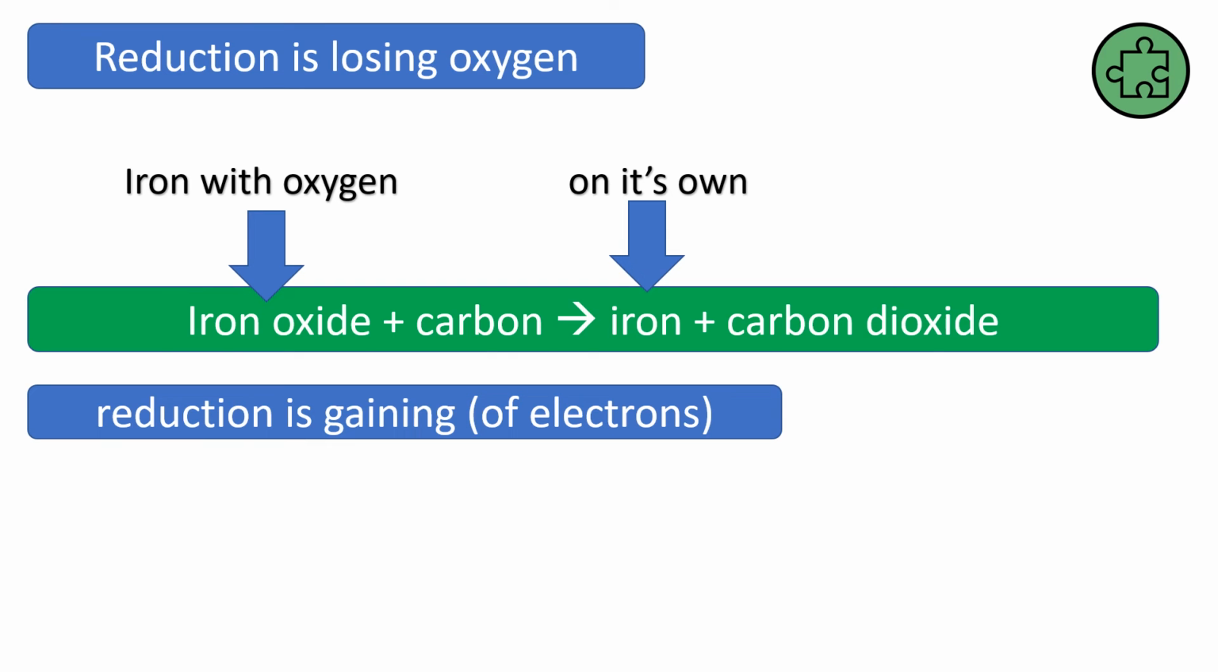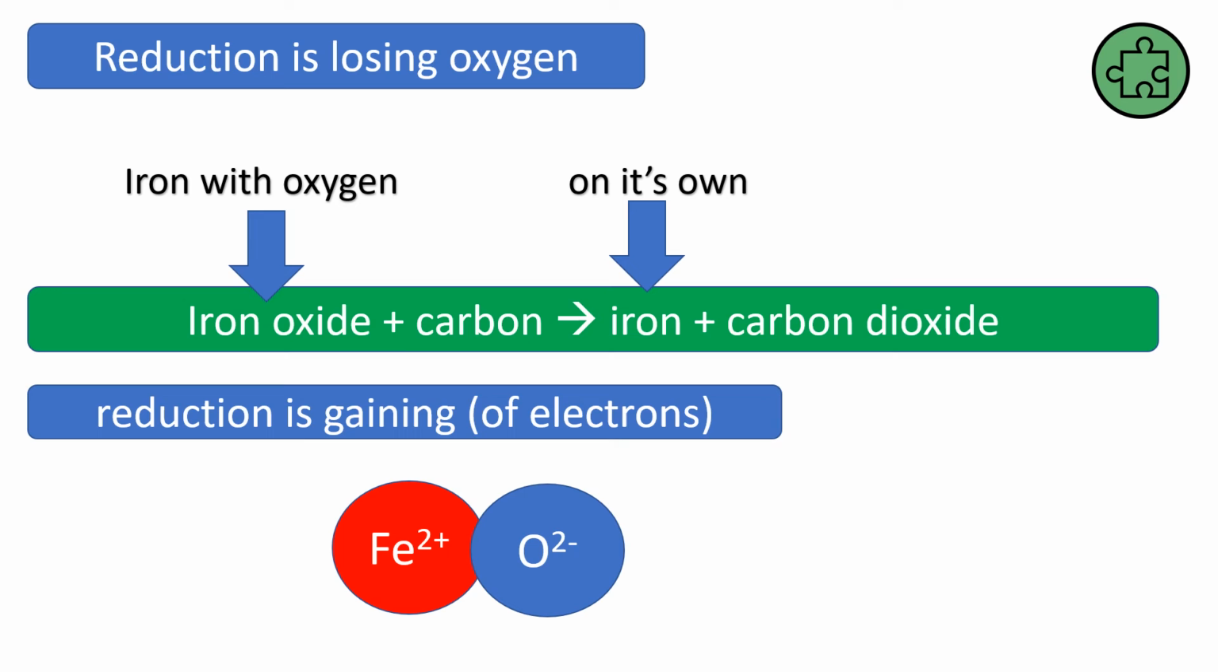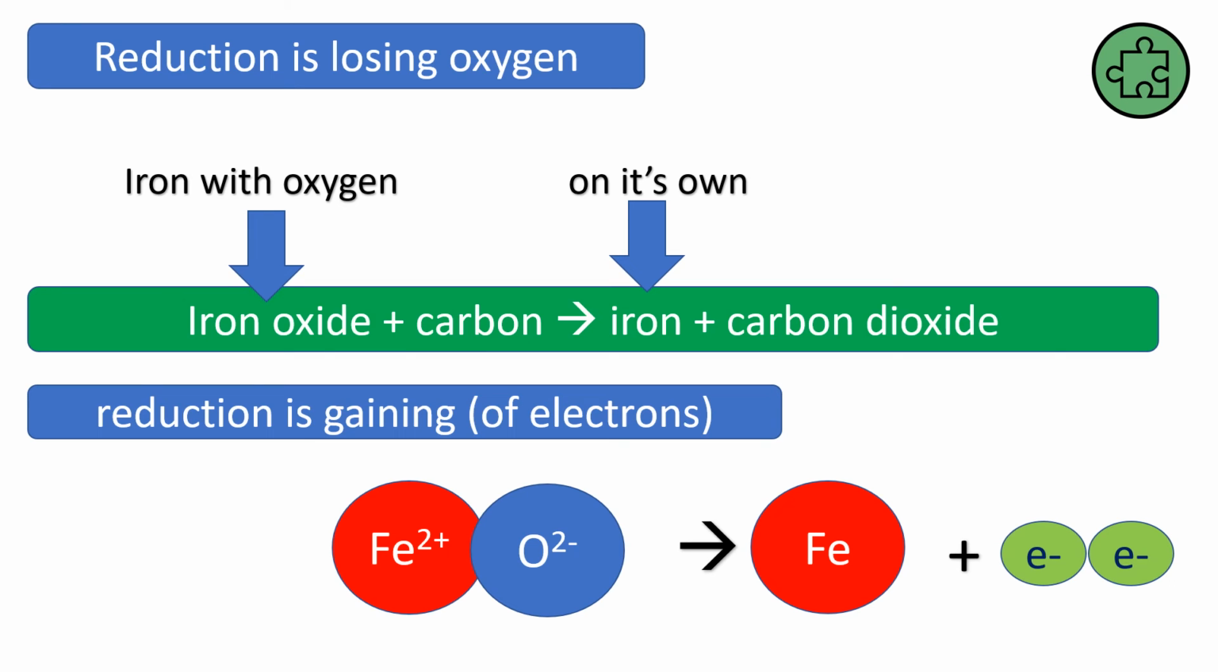Higher guys, you need to know that reduction is gaining electrons. So we started off with an ion of iron, and it becomes an iron atom. How does it go from the +2 to a neutral charge? Well, you have gained 2 electrons, so that's a reduction reaction. So you've got those 2 extra electrons as well. And you would remember reduction is gain.